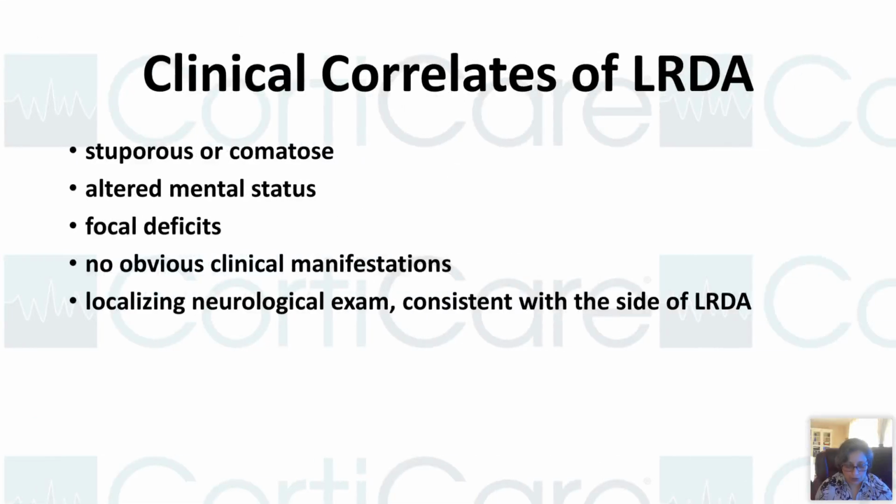The clinical correlates of LRDA: the patient is clinically stuporous or comatose, with altered mental status. There are focal deficits. However, there is no obvious clinical manifestation of this pattern. The neurological exam is localizing and it is consistent with the side of LRDA. So you will see the deficits on whatever side the LRDA is appearing.